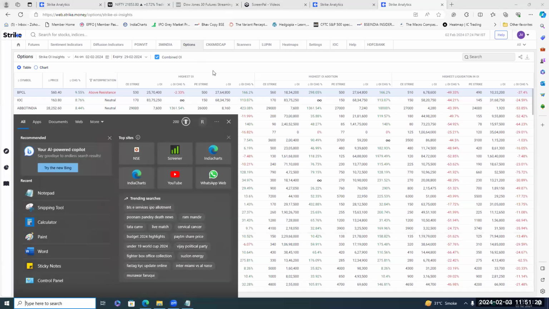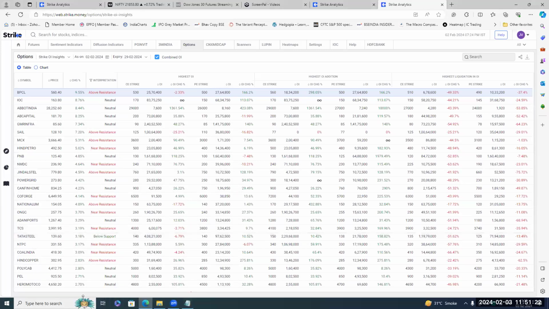Option charts, we are developing right now. In the next 1 month, you'll see more and more features in options. Whatever has been requested, like PCR, option charts, unusual volume, many things are coming up.